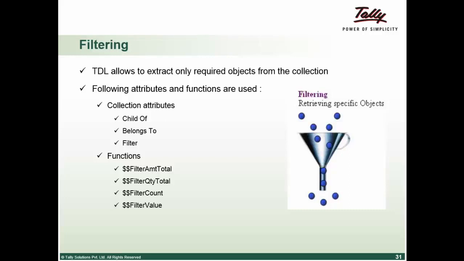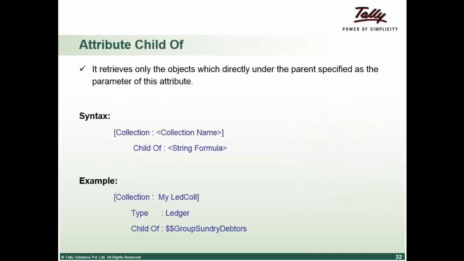There are a lot of attribute requirements that we have. Well, as seen in the screen, there is a function we have, $group sundry debtors. This identifies the group, default group sundry debtors. There is a possibility that you can give a hard-coded value sundry debtors, which is equal to $group sundry debtors.